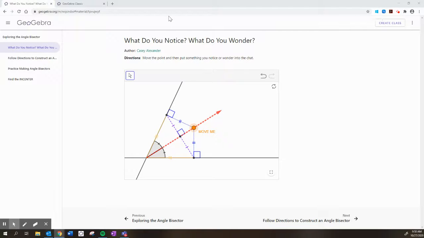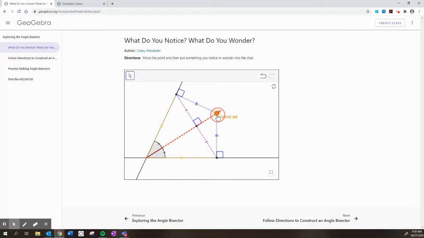Hi there. I'm going to give you the summary of how we learned how to construct an angle bisector today. So I'm going to start by showing you this diagram that I constructed of an angle bisector.